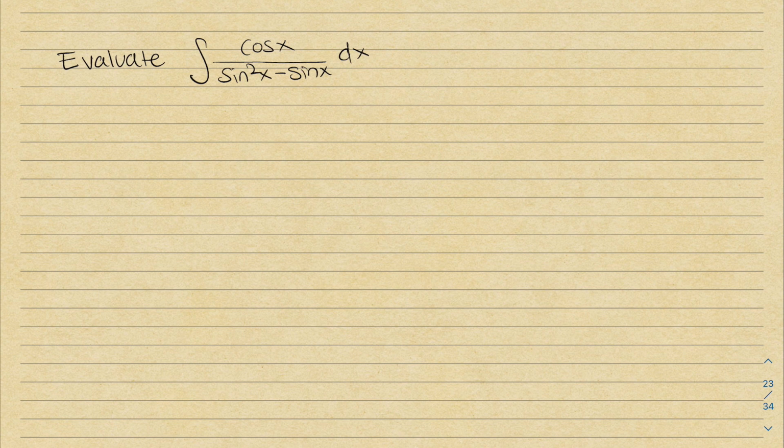It would be sin x. So we do a derivative on both sides. And we want to isolate dx, since we're going to substitute dx. So the cosine x will cancel.